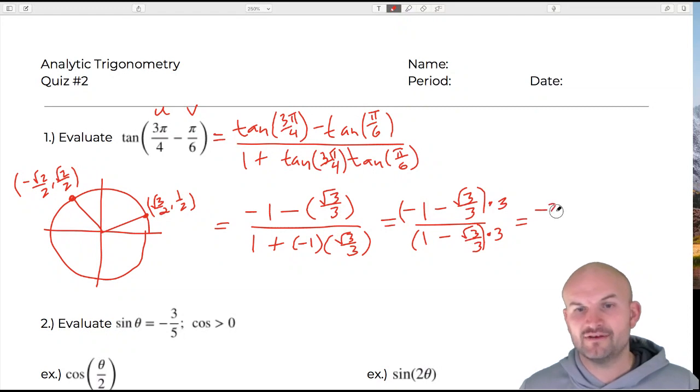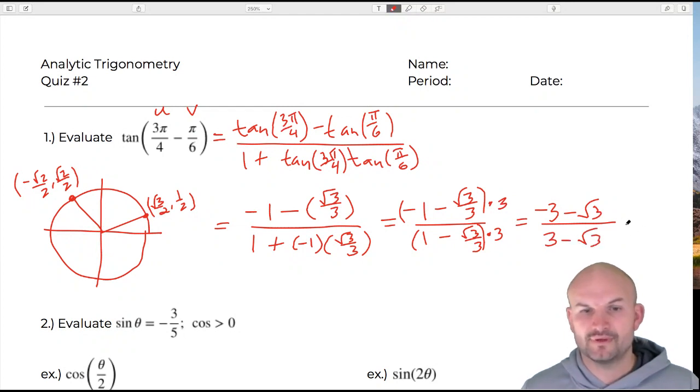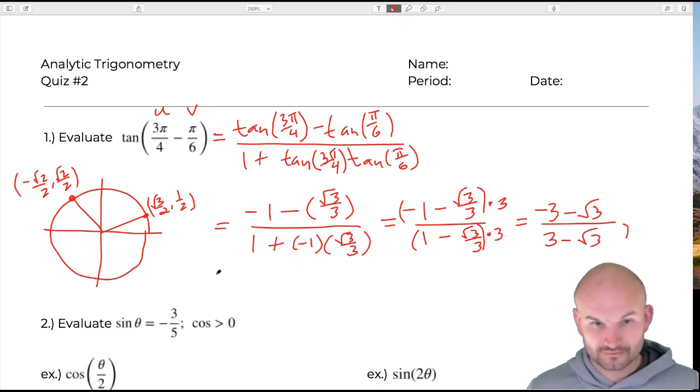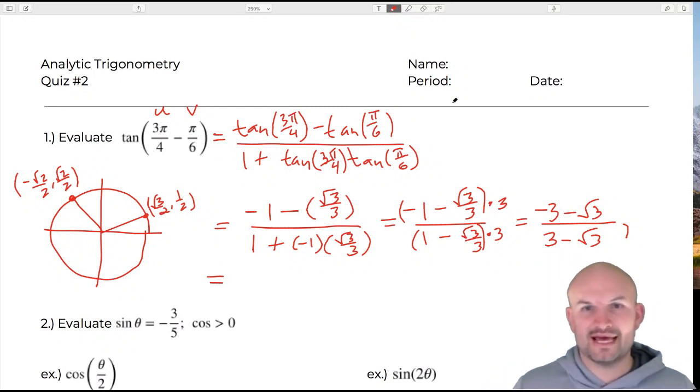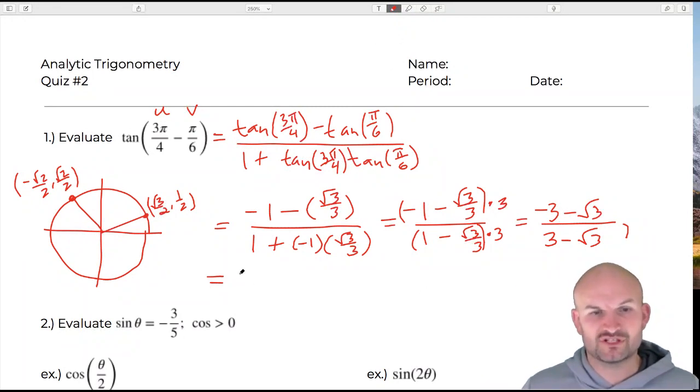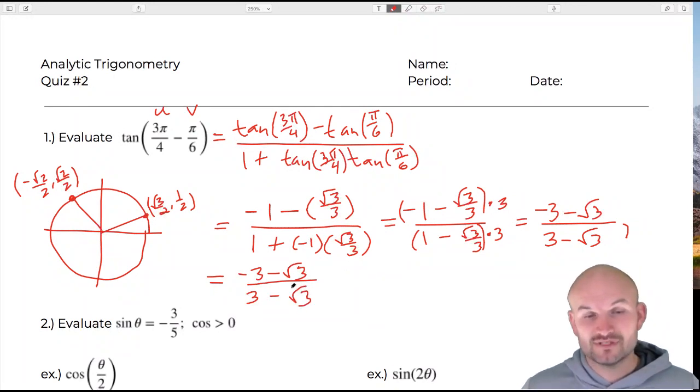So therefore I get a negative 3 minus the square root of 3 all over a positive 3 minus the square root of 3. Now we can go back here. And now our next step is, I'm just showing all my work, so I'm taking a little bit longer here. So now to get rid of our radical in the denominator, we're going to multiply by the conjugate. So therefore I do 3 plus the square root of 3.